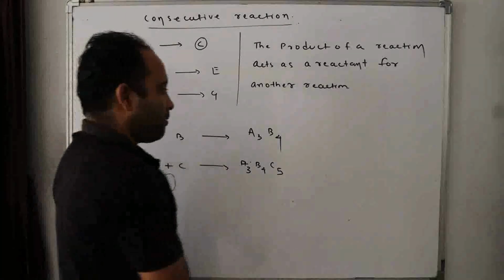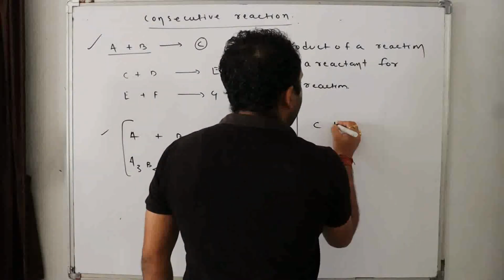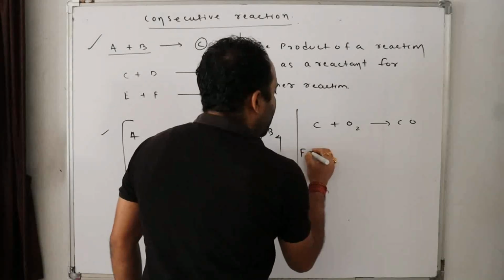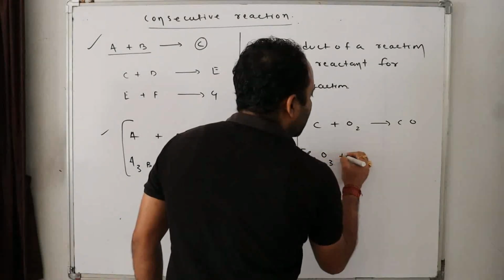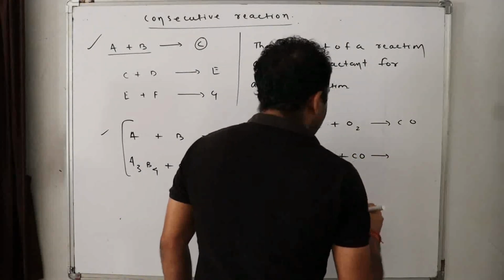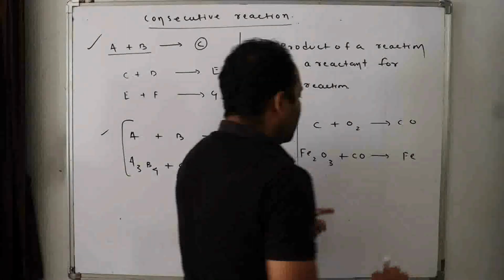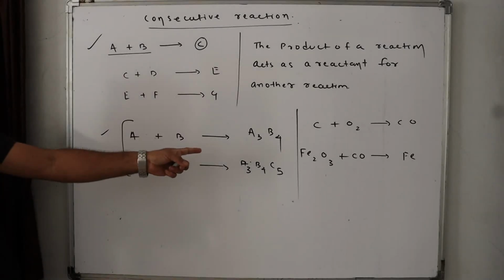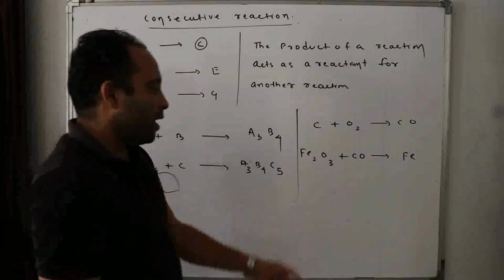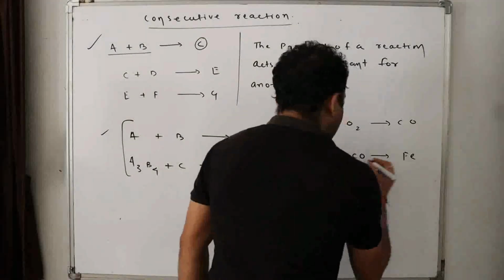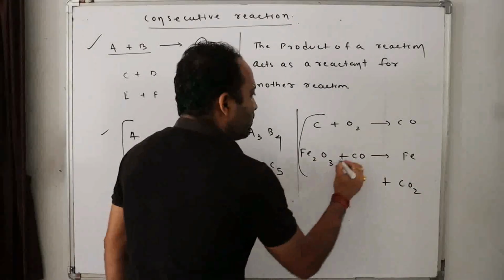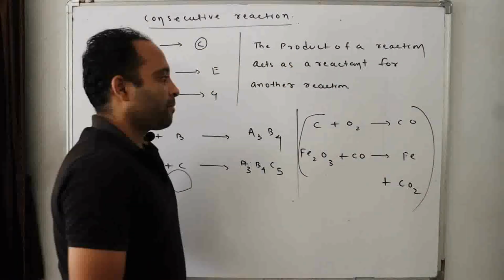Now, one more example. Carbon plus oxygen gives rise to carbon monoxide, and Fe2O3 plus carbon monoxide forms what? Here you might not be aware of these reactions. You have to wait for inorganic chemistry to understand this reaction. Fe2O3 will be reduced to Fe and carbon dioxide will form. This is also an example of consecutive reaction.